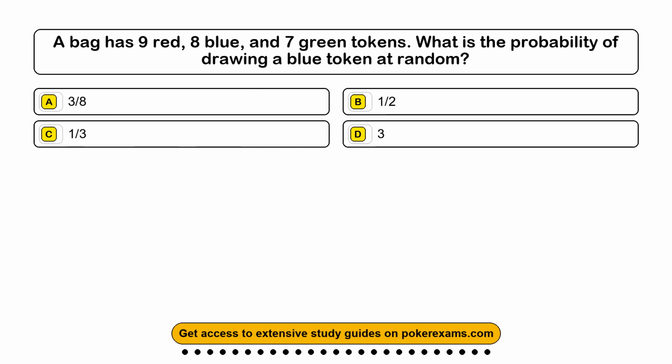Question 22. A bag has 9 red, 8 blue, and 7 green tokens. What is the probability of drawing a blue token at random? Option A 3/8. Option B 1/2. Option C 1/3. Option D 3.